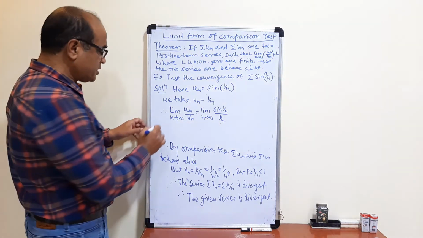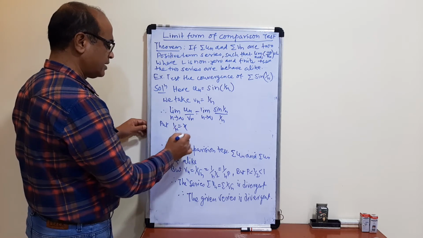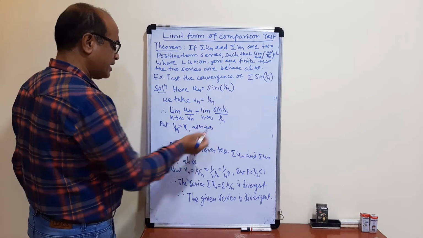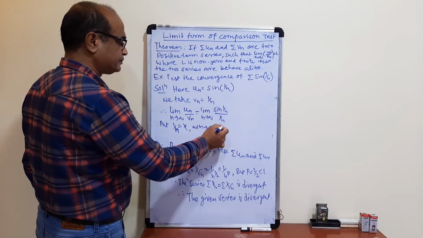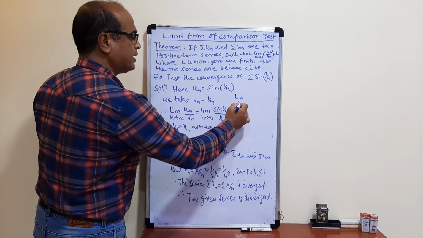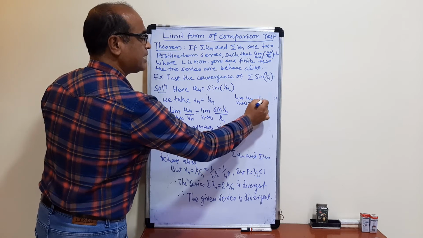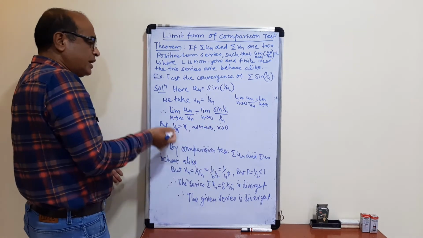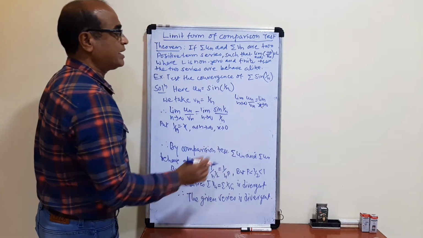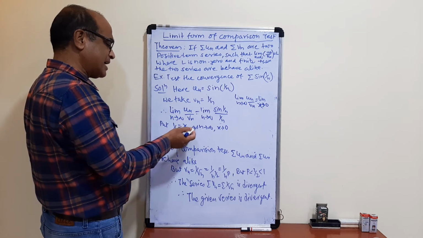Put 1 upon n equal to x. As n tends to infinity, x tends to 0. Therefore this limit becomes the limit as x tends to 0. Just put 1 upon n equal to x, and as n tends to infinity, x tends to 0.